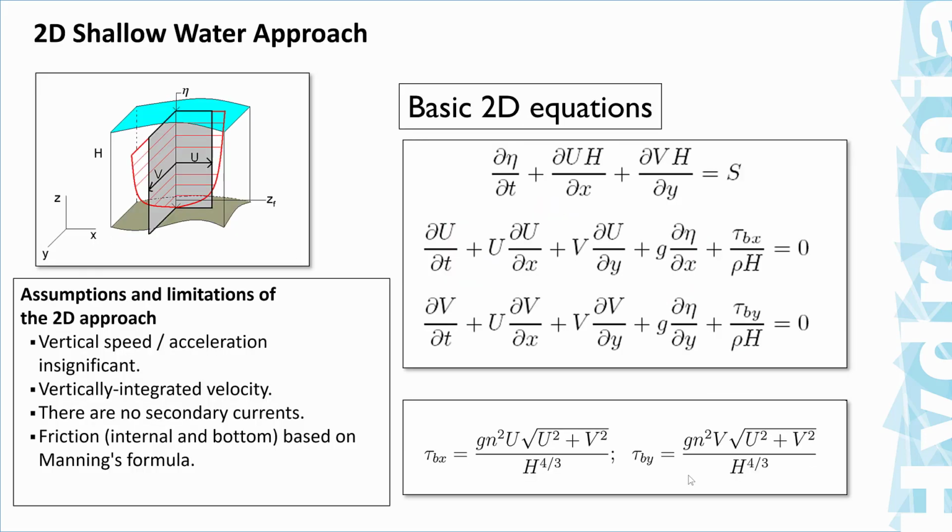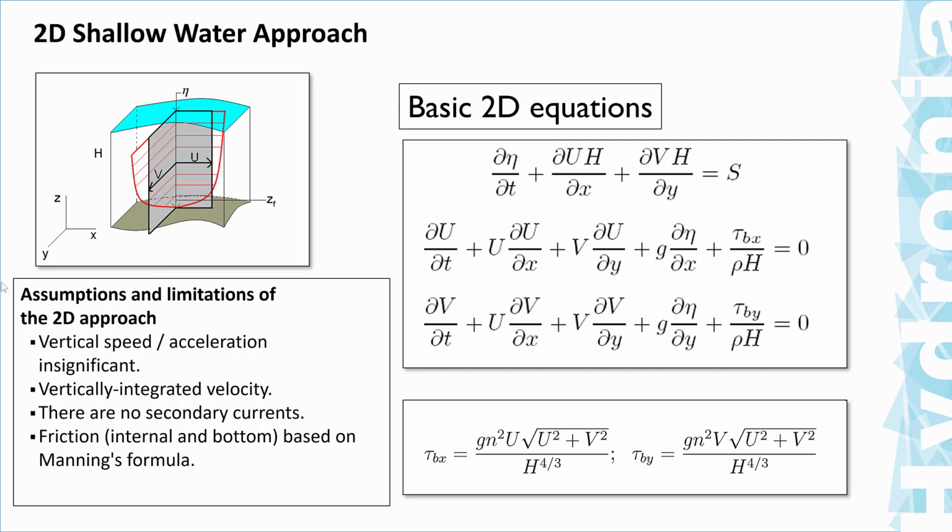Now the 2D approach is very different, because the 2D approach assumes that the flow velocity can vary in space and time, and the depth can vary in space and time as well. So it's not restricted to cross-sections. It varies continuously in the flow field.